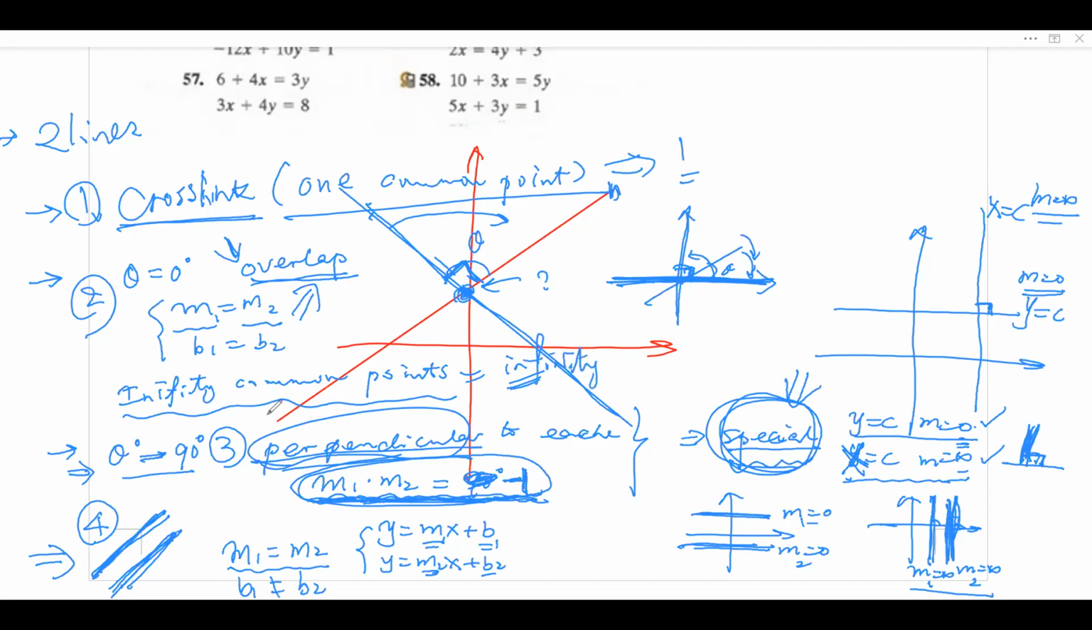Infinite solutions, because every point is a common point. When the lines are perpendicular to each other, they only have one common point, and the product of their two slopes will be -1. When they are parallel to each other, they have no solution, because they have no common point. So these are the 4 different kinds of relationships between two linear lines.